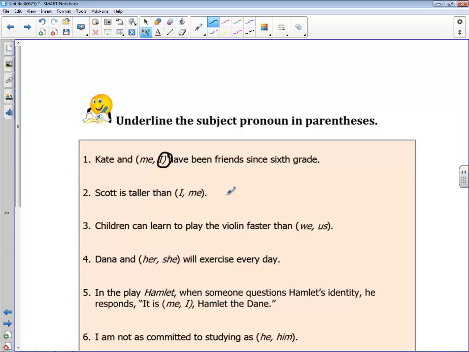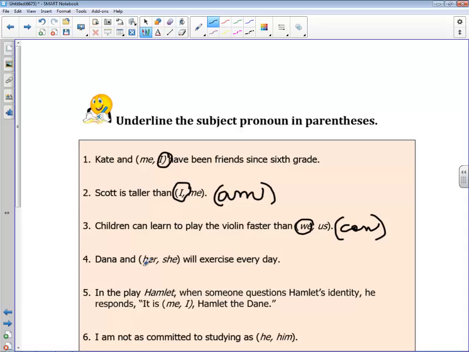Scott is taller than I. Just think, here is the am. Scott is taller than I am. This am is understood. It's not in the sentence, but it's understood, and therefore the answer is I. Children can learn to play the violin faster than us? No, children can learn to play the violin faster than we can. Again, can is understood.